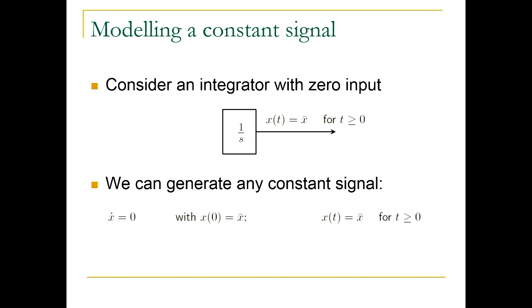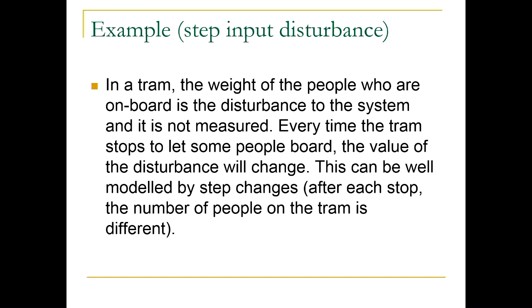Now we can go through many more classes of inputs, but that will also be motivating why we model certain signals like this. So for instance, in a tram, the tram stops, there are some people on the tram, some people get off, some people get on, and the mass of the tram changes. That's an input that you basically can model as a step input. The mass changes, and then the tram travels to the next stop, then again the mass changes. So all of these are like step inputs to the system.